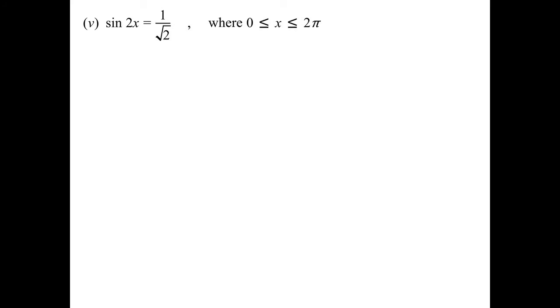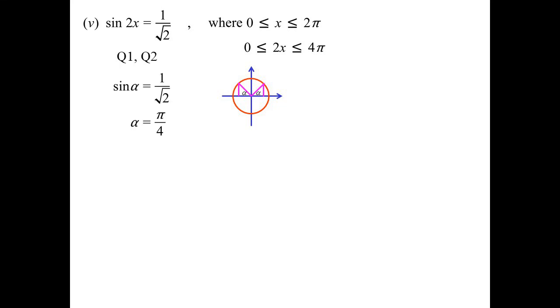Sine 2x. Okay, there's different ways of solving this one. The quickest way is probably to solve it for 2x first of all. But if x is going between 0 and 2 pi, 2x must be going between 0 and 4 pi. So we've got to go round the circle twice looking for answers. We're in quadrant 1 and quadrant 2. The acute angle ends up being pi on 4.